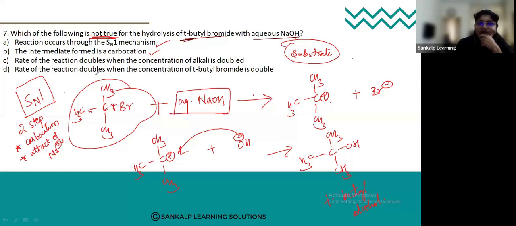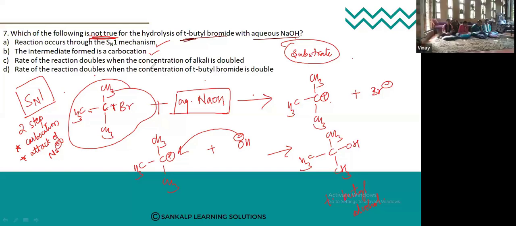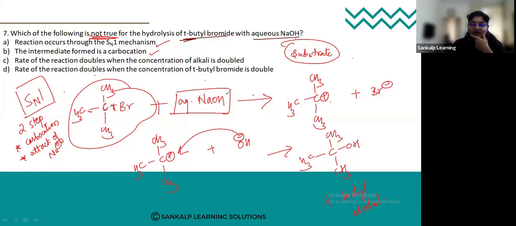Now, the rate of the reaction doubles when the concentration of tertiary butyl bromide is doubled. Here, the hydrolysis of tertiary butyl bromide depends only on the concentration of the haloalkane. So option C is the correct answer. The statement that when the concentration of alkali is doubled the rate of the reaction will be doubled is the one that is not true, because the rate does not depend on the alkali. So option C is the correct answer.